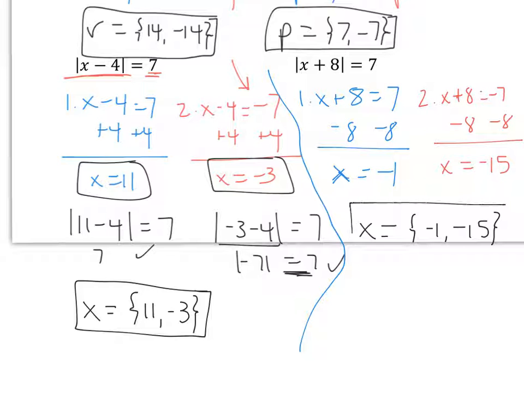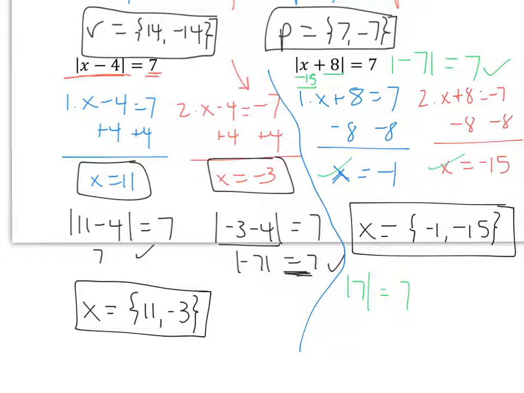And so I'm going to check my answers. I know I wrote them in and circled it, so hopefully I'm right, but I'm going to double check. So if I plug in negative 1 for x, negative 1 plus 8 is 7, and the absolute value of 7 does equal 7. So this one's correct. And now if I plug in negative 15 for x, negative 15 plus 8 is negative 7, and the absolute value of negative 7 is 7, so negative 15 is also right. So those are our two solutions of negative 1 and negative 15.